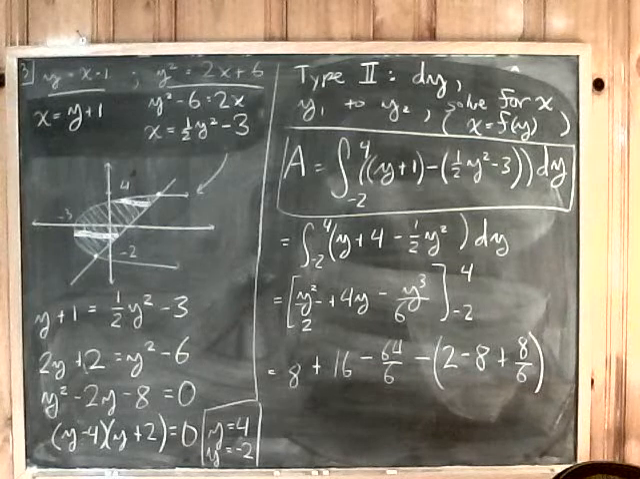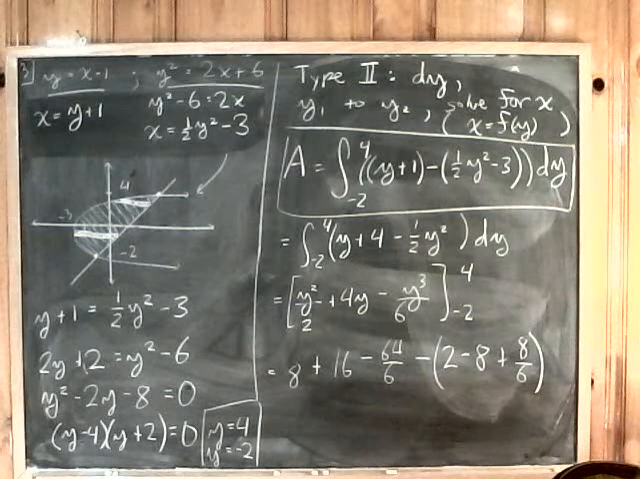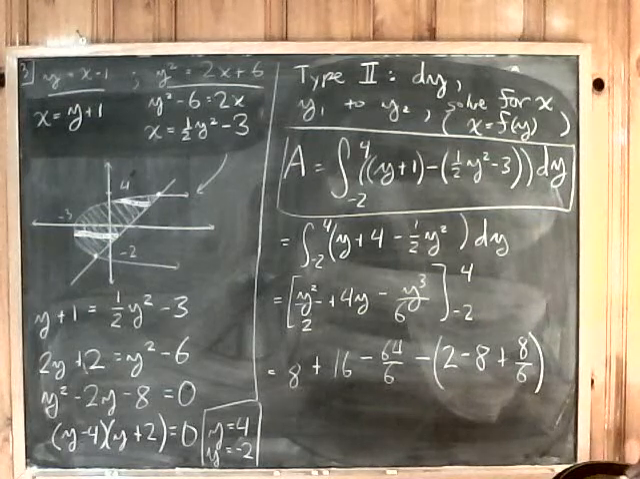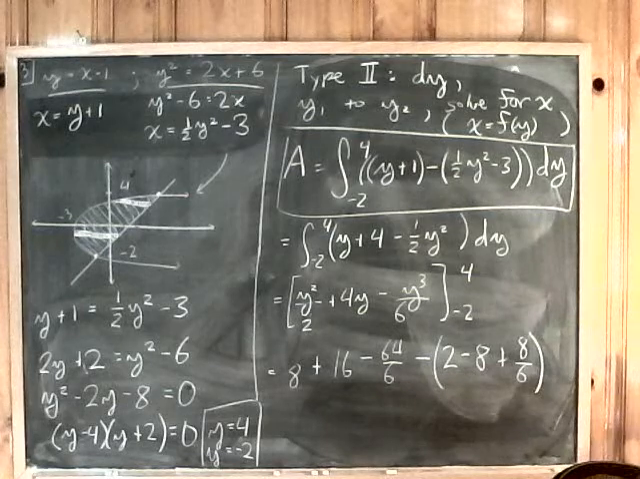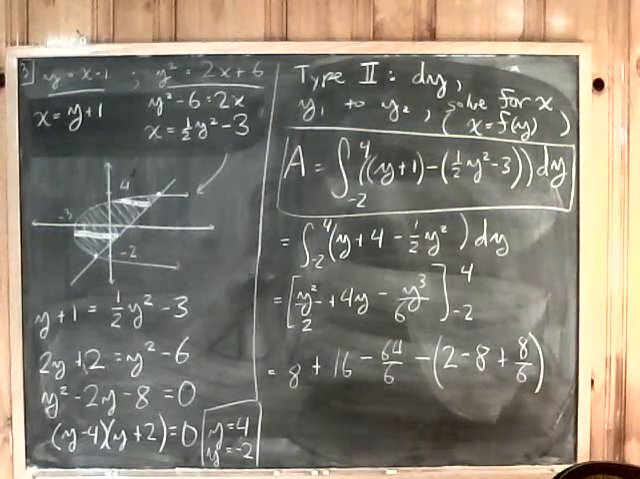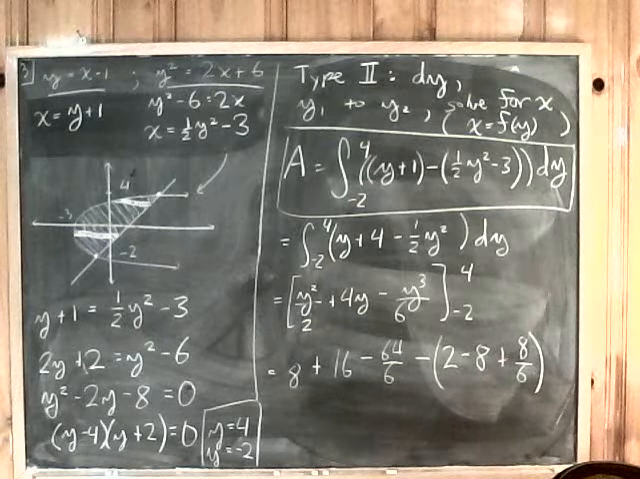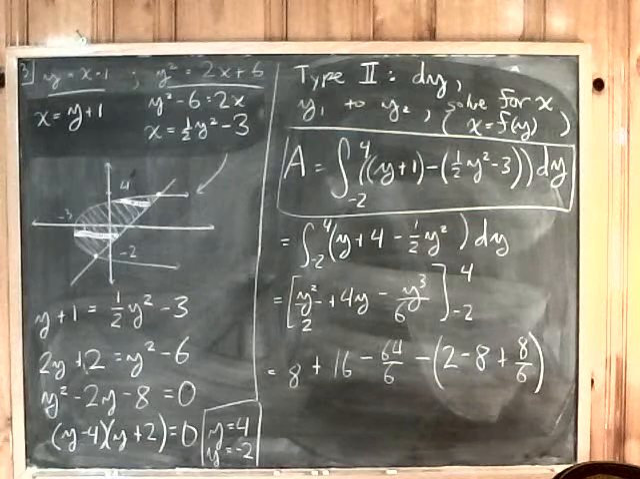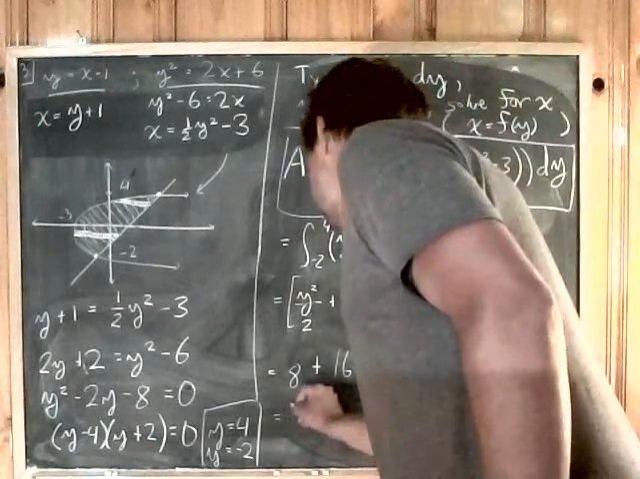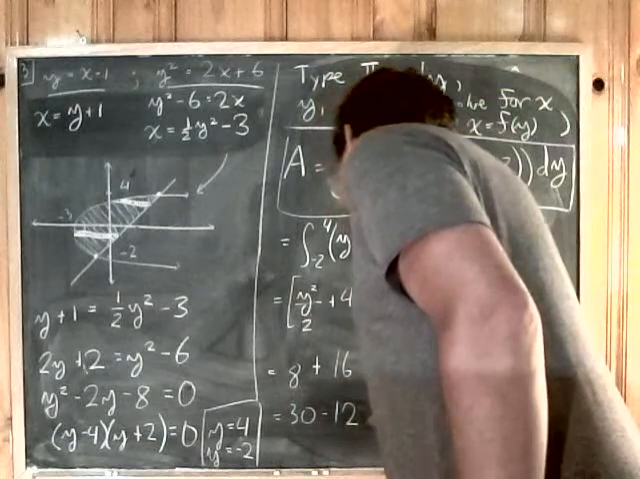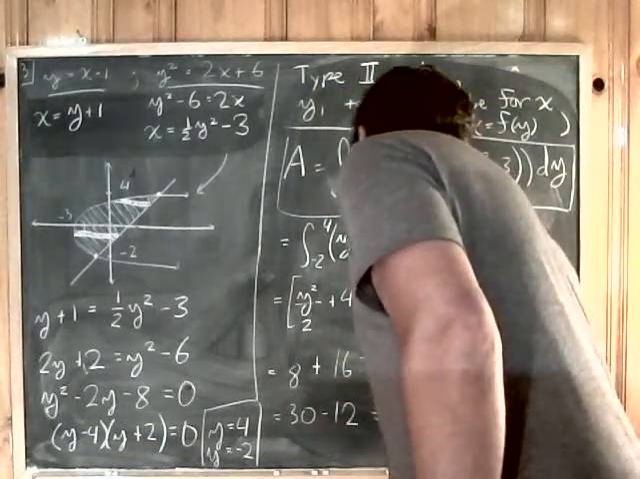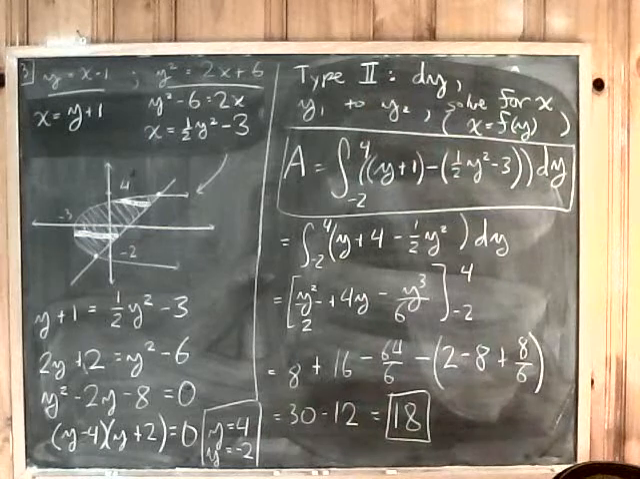Let's see, but we do end up with 8 plus another 8 plus another 16, so we get 32 out of that. Minus 2 is 30. Then from the fractions, I have a minus 64 and a minus 8, so that gives me minus 72, or 72 divided by 6, so a minus 12. So I get 30 minus 12, which comes out to 18. All right.